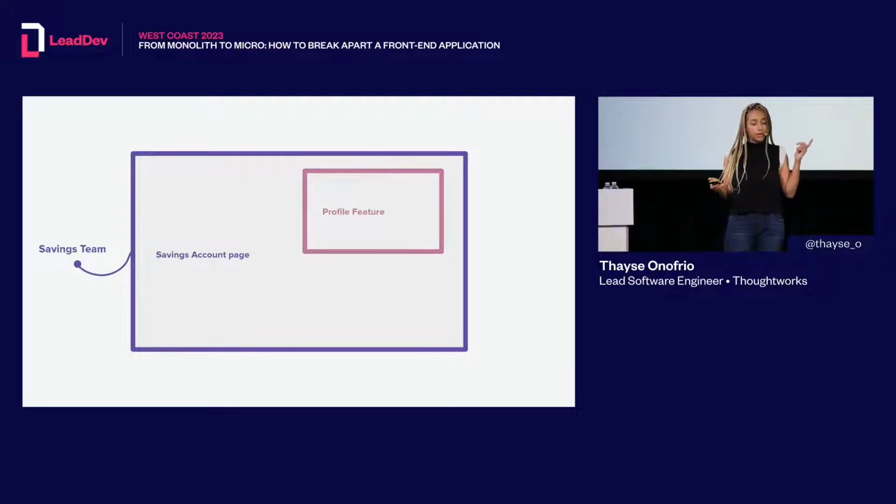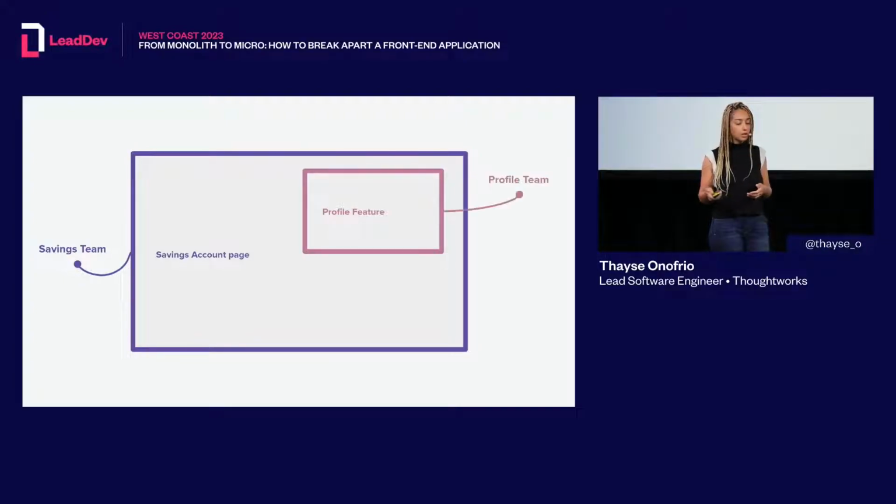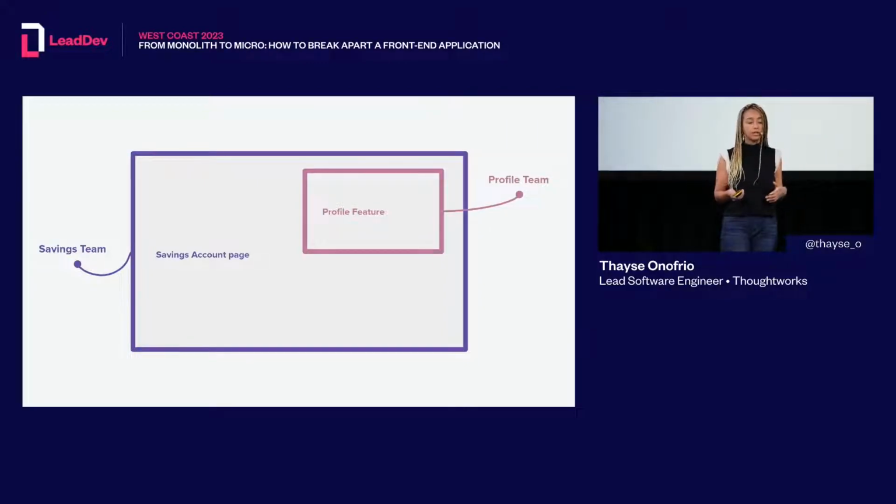But the savings account page is owned by the savings team, so this team is responsible for maintaining it and adding new functionality to it. And the profile team owns the profile functionality. They have a team that will be responsible for handling it because they want to start increasing this functionality, so adding new things to it, improving it. And their initial solution is to continue as it is. Since everything was built together, they will start working this way.